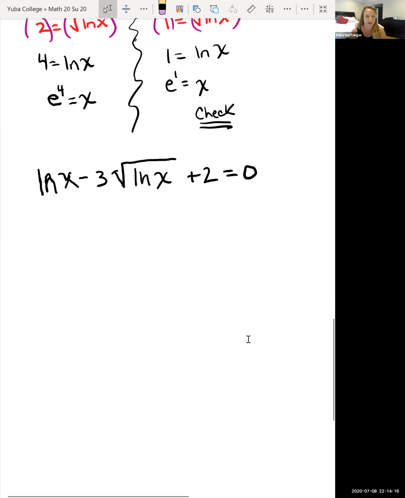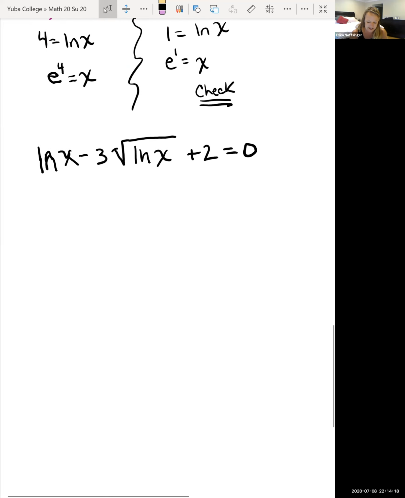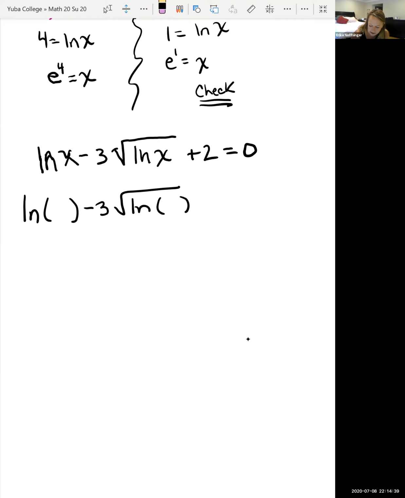Okay, so we're going to go back and we're going to check. It actually isn't as bad as we think, because the natural log of e to a power is always just its exponent. I'm going to put parentheses wherever I see an x. So we have the natural log of parentheses, minus 3, square root, then the natural log of parentheses, and then plus 2. Does this really equal 0?